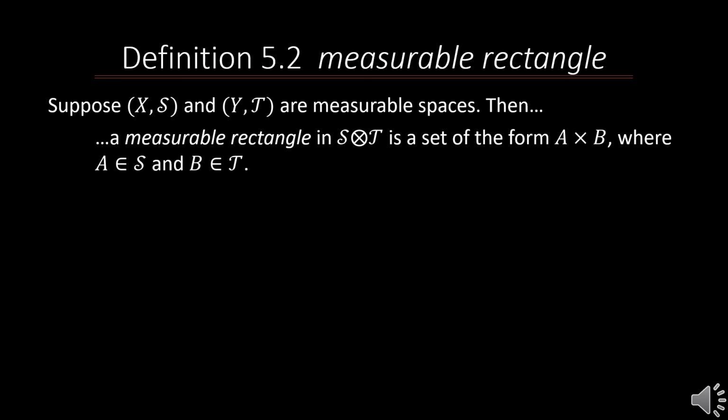The second half of definition 5.2 is the measurable rectangle. Once again, we suppose that X, S, and Y, T are measurable spaces. Then a measurable rectangle in S times T is a set of the form A times B, where A is in S and B is in T. These were not critical to the definitions that we've established prior to this. However, they will come up in both definition 5.25 and example 5.26.